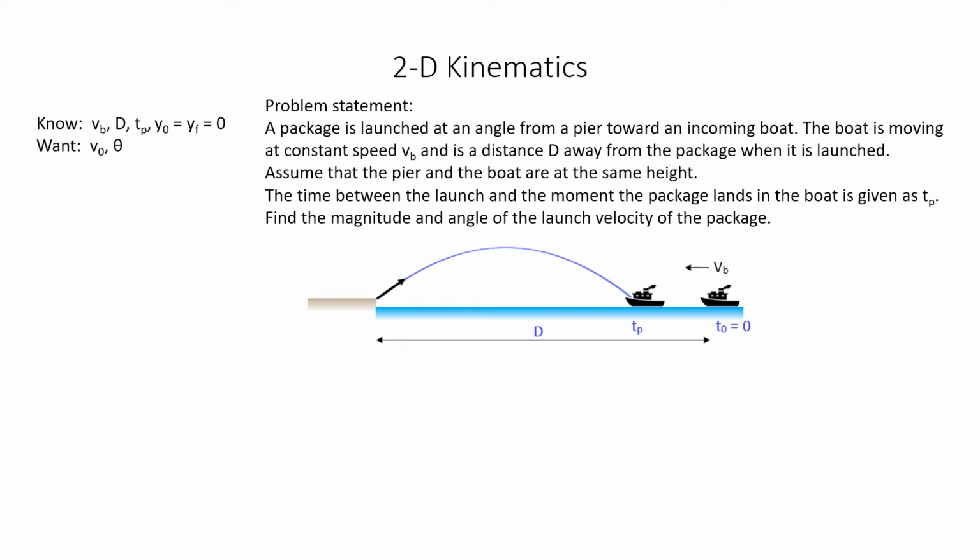I'm going to start by listing the known variables. We know the velocity of the boat, the distance between the pier and the boat at t0. We'll let t0 equal 0. And we also know the time that the package is in the air. And we'll let y0 equal y final equals 0. The things that we want are the magnitude of the velocity, or the speed, v0, and theta, the launch angle.